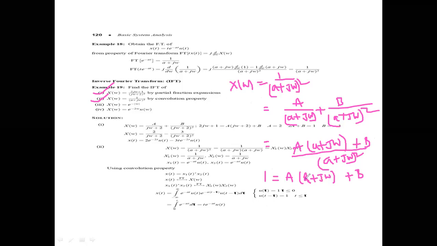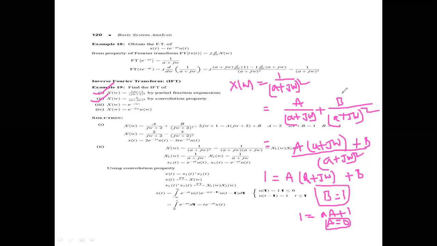Now substitute j omega is equal to minus a. Here the 1 is there, and b is equal to 1. And the constant values you can observe: a into a plus b. B is 1, so 1 gets cancelled. 1 minus 1 is 0. A is equal to 0, my dear students. A is equal to 0, b is equal to 1.